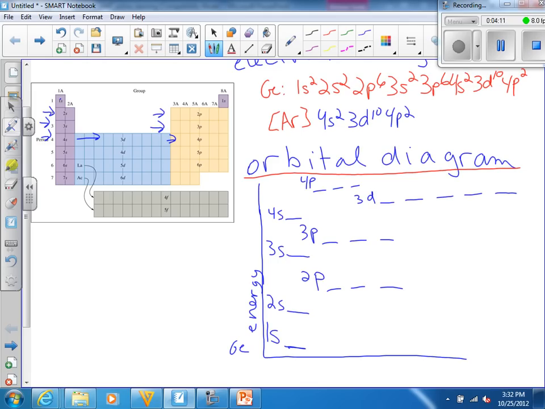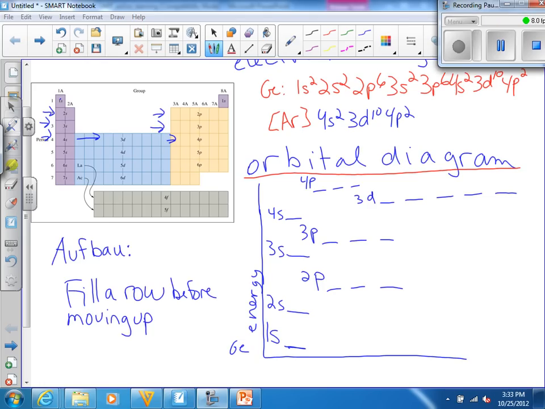Okay, germanium is element number 32, so there are 32 protons and 32 electrons. We're going to start filling. We fill bottom to top, and we fill a row before we move up. Fill a row before moving up. That is Aufbau's principle. You say, oof, I'm full. So Aufbau: fill a row before moving up.